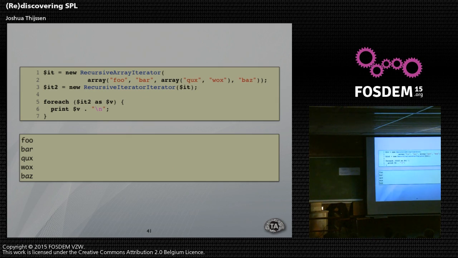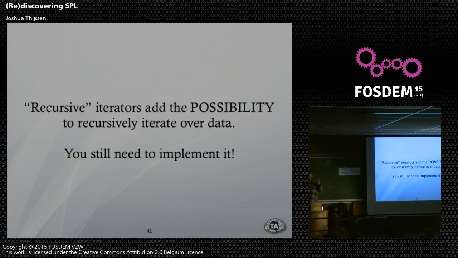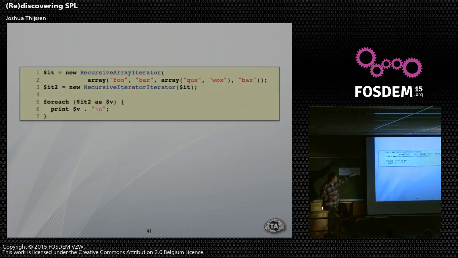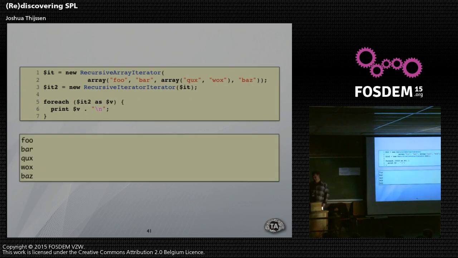Now, here's the thing. The recursive iterators only add the possibility to recursively iterate over data, but you still need to implement that functionality yourself. The recursive iterator iterator actually does that for you. So if you're really lazy, you can just throw it in a recursive iterator iterator, and it will actually work. Why? So to be honest, my advice for the PHP 7 people: stop working on PHP 7, start working on SPL.